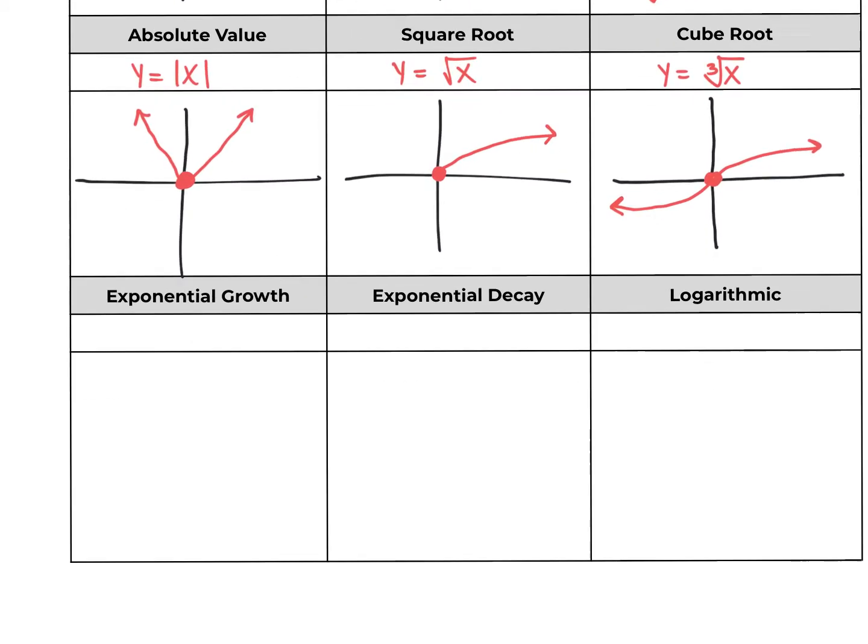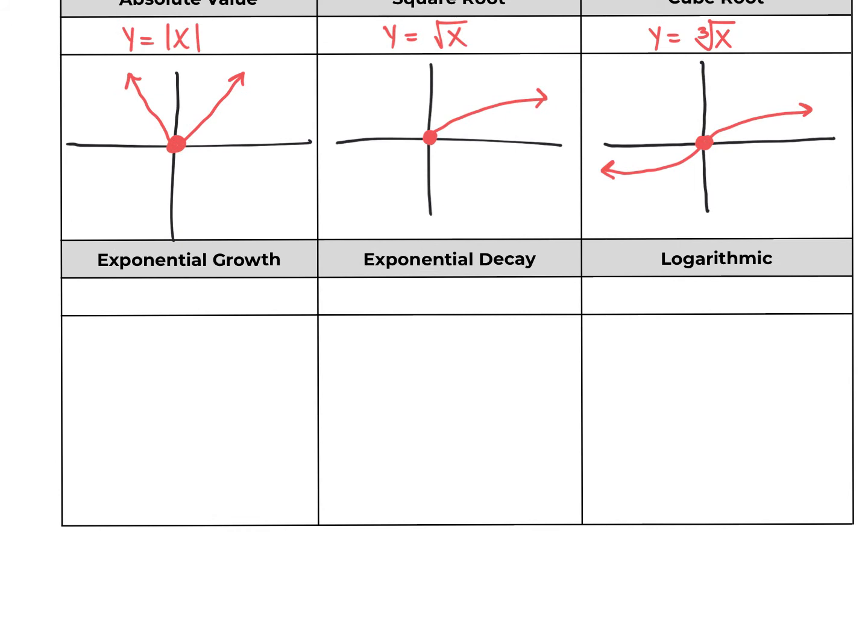Then we have our exponential growth, exponential decay, and our logarithmic functions. So our exponential growth equation is y equals a times b to the x. Our exponential decay will have the same formula, except here the b will be greater than 1 for it to grow, and here the b will be between 0 and 1. And our basic logarithmic function is y equals log of x.